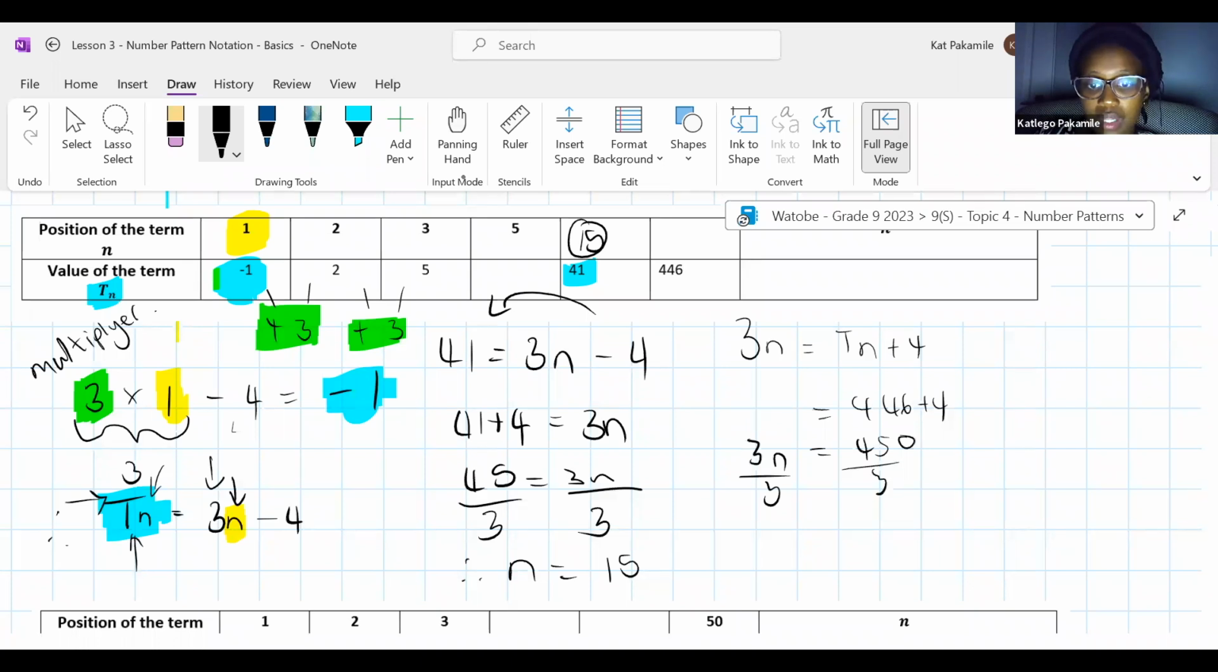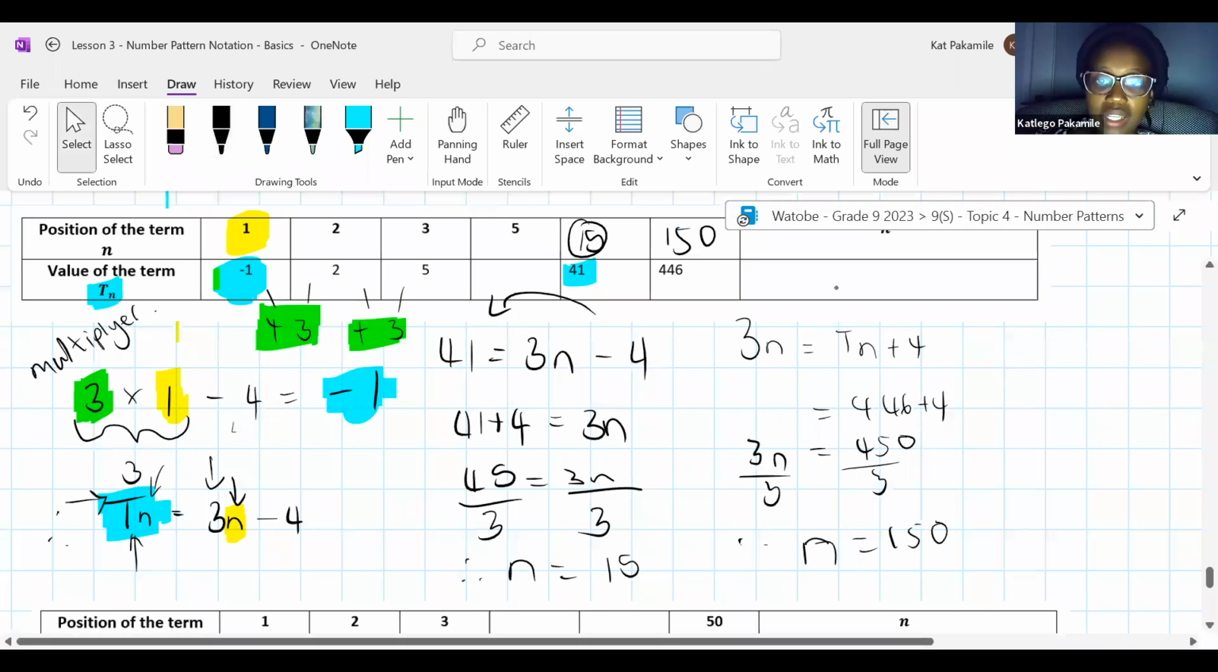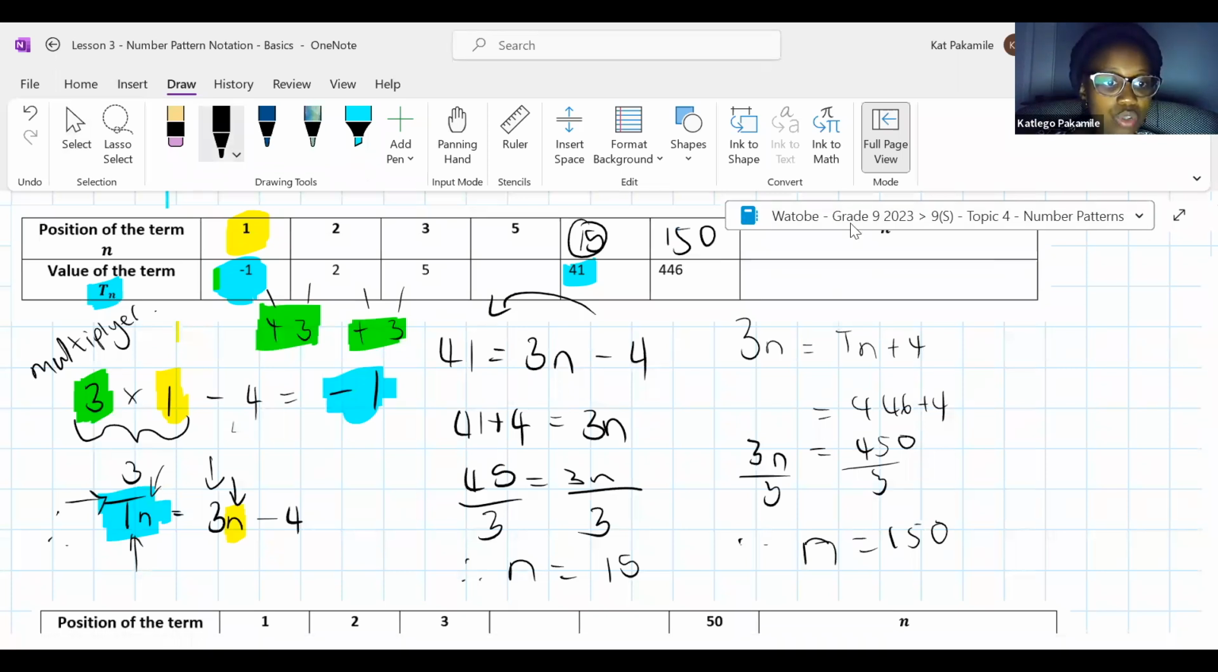Thank you very much, Superstar. That would be correct. So, n is 150. So the position of 446 is 150. And let's not forget to fill in our general term, which is 3n minus 4.